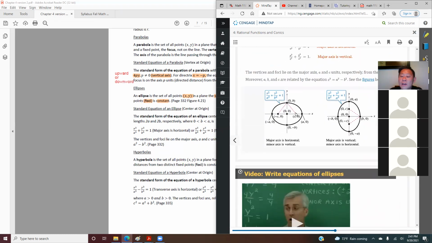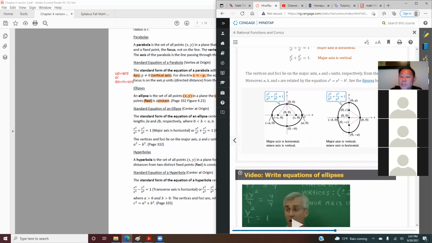So this is it. It has a major axis on the horizontal, which means your foci, your vertices, and the center are all on the horizontal, or on the x-axis. And for the major axis that's vertical, your center, your foci, and your vertices are all on the y-axis.